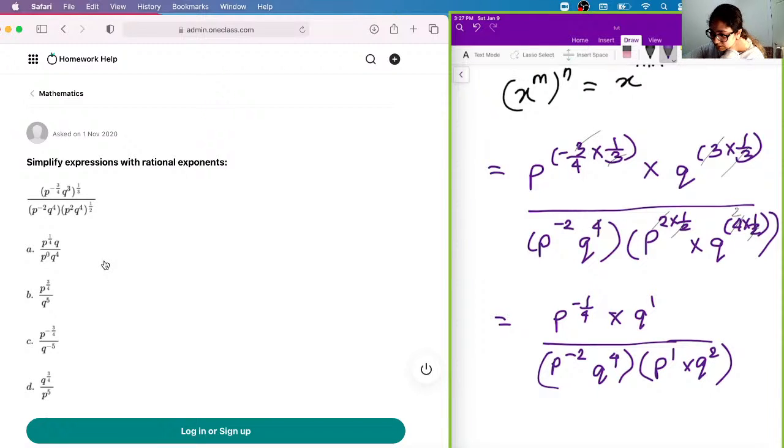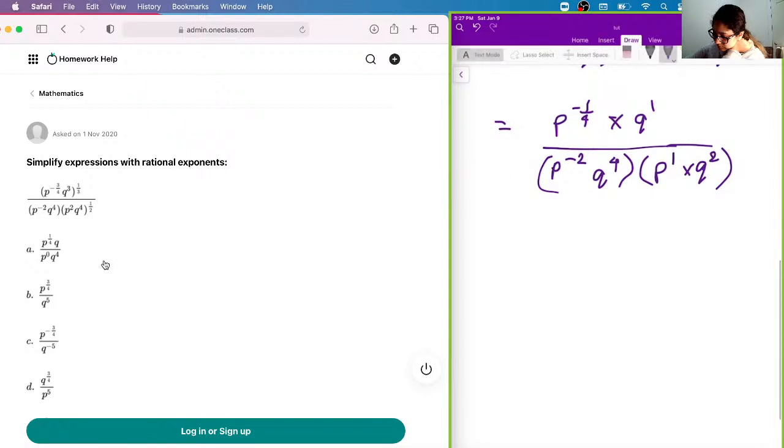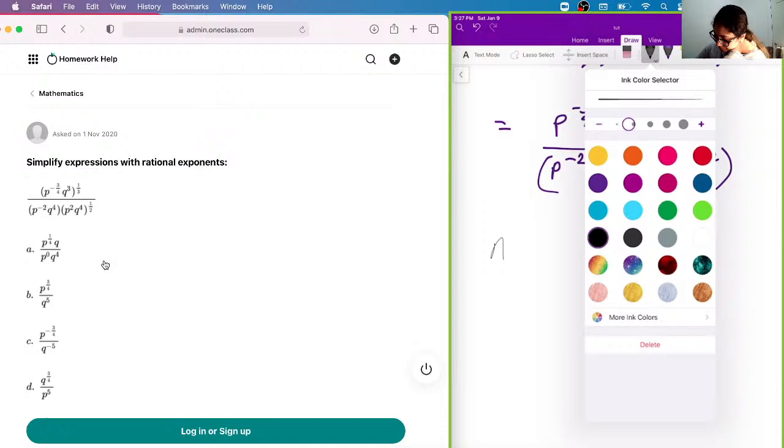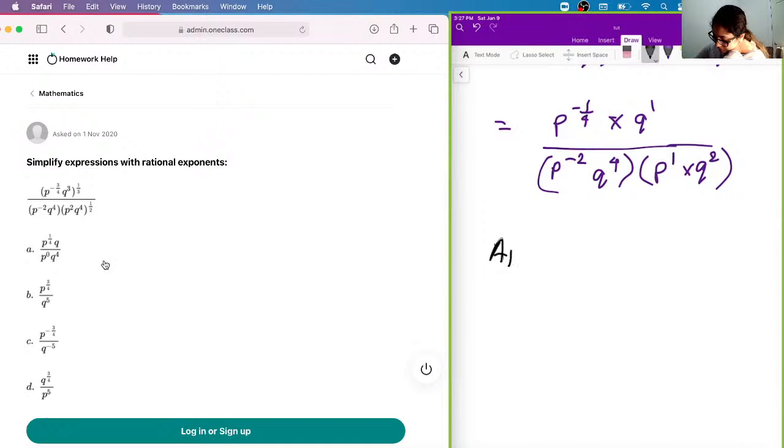Now we're going to apply the negative exponent rule.